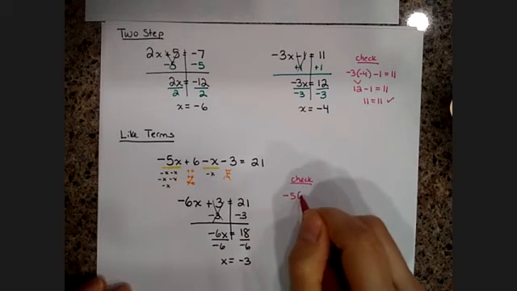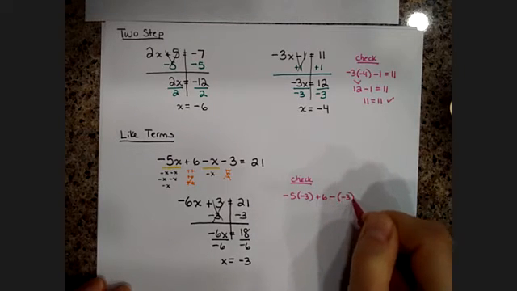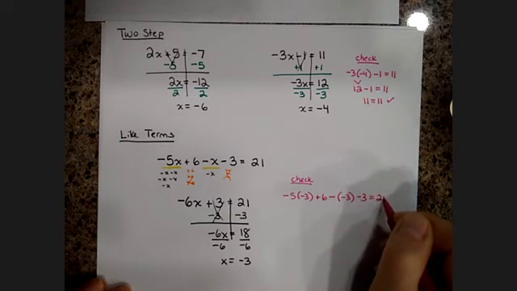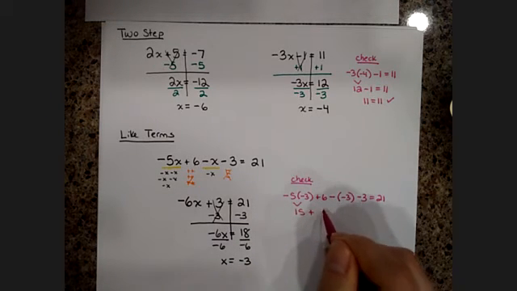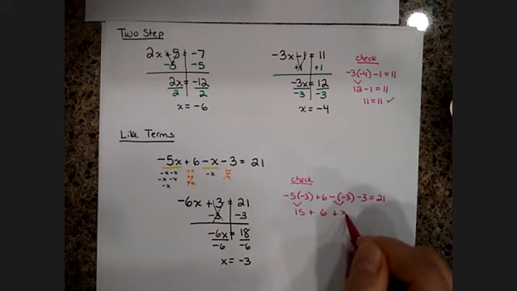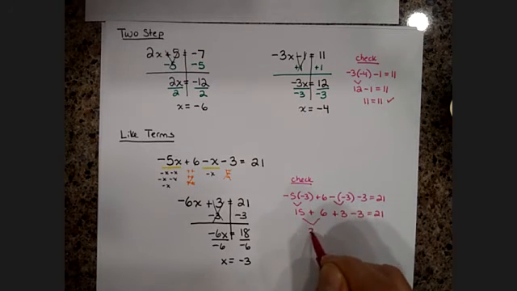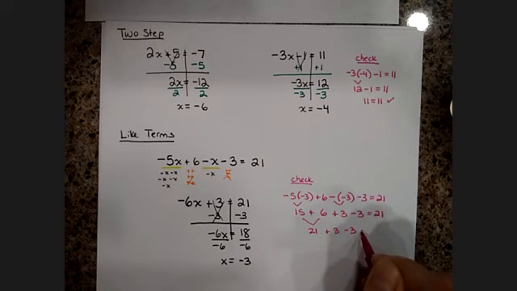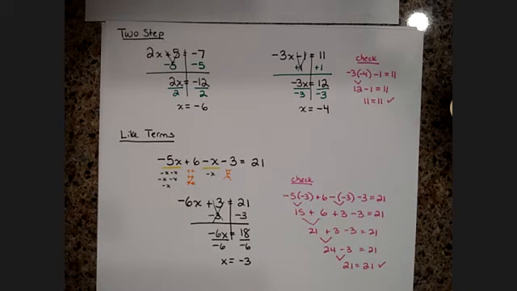And again, if I wanted to check, I could go back to the original problem, and everywhere I see x, I could put -3 in its place. Now I'm going to do my order of operations. That's 21. That's 24. And that's 21. And so it checks. Everything is good.